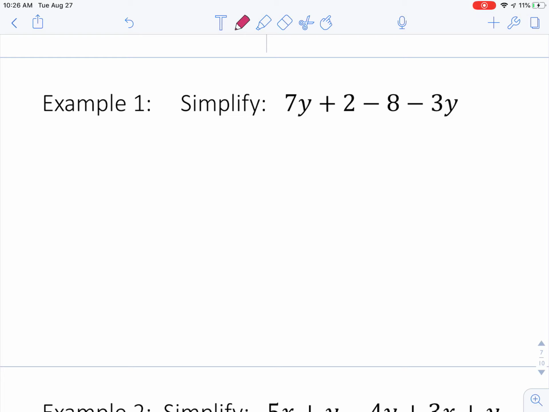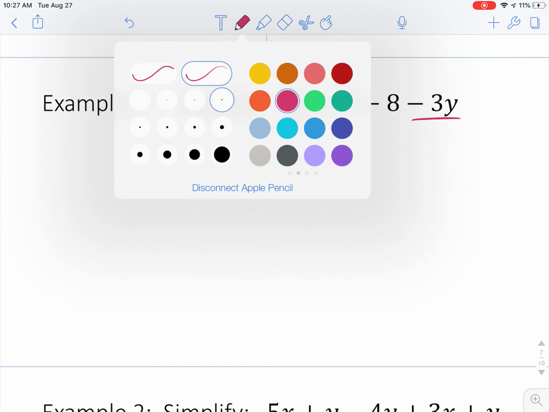All right, so let's start doing some real examples. I'm going to do one and then give you a chance on the other ones. So for this one, I'm going to do the same thing. I have 7y and negative 3y. Keep in mind that's a negative, okay? Those are like terms because they both have a y.